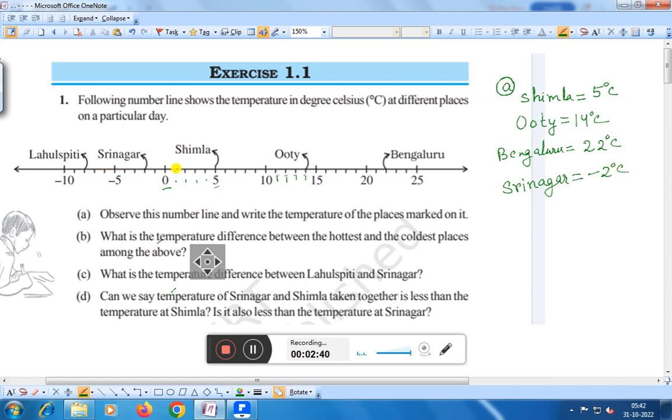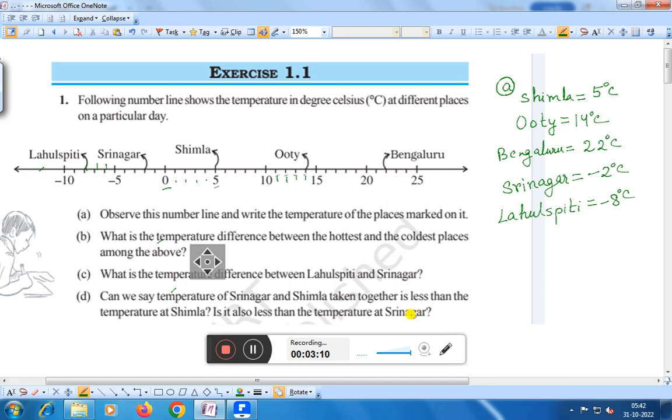And Lahul Spiti is, Lahul Spiti is at minus 5, here you see, this is minus 5, minus 6, minus 7, minus 8 degrees centigrade, right? Lahul Spiti is at minus 8 degrees centigrade.